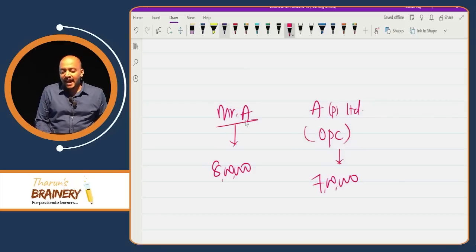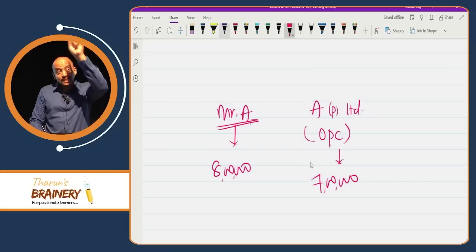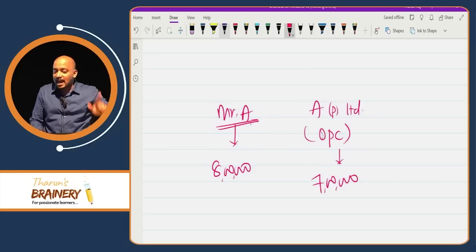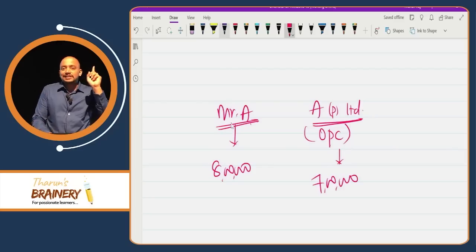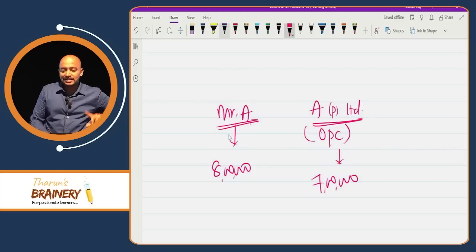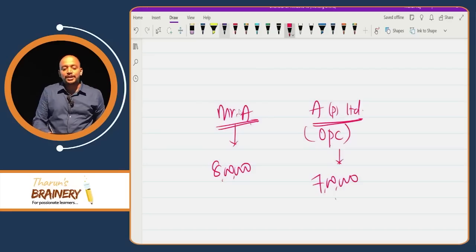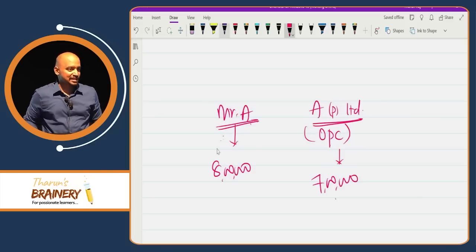So, whenever we have this 1% company, don't include, we don't have clubbing provisions in GST. So, we should not include the other business turnover into that person's turnover. A Private Limited's turnover is 7 lakhs and Mr. A's turnover is 8 lakhs. Even though he is the only owner in that business, it should not be included in Mr. A's turnover because we don't have clubbing provisions in GST.